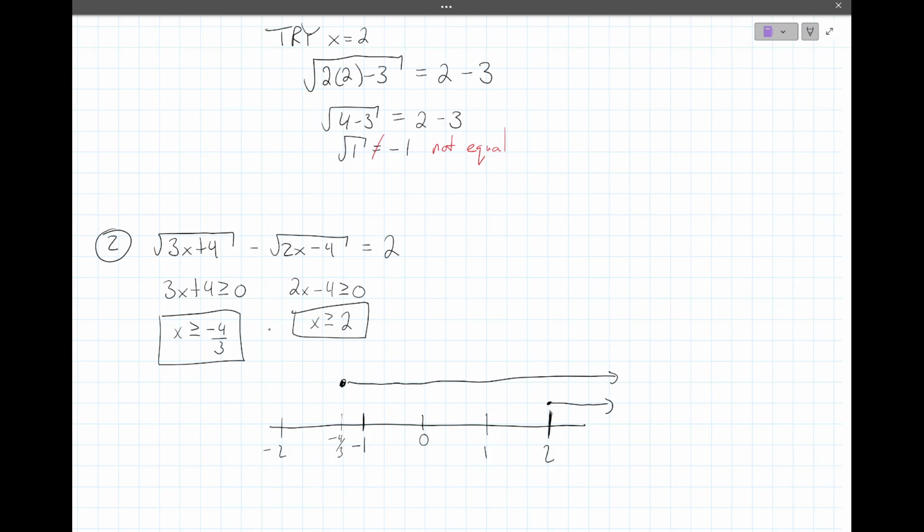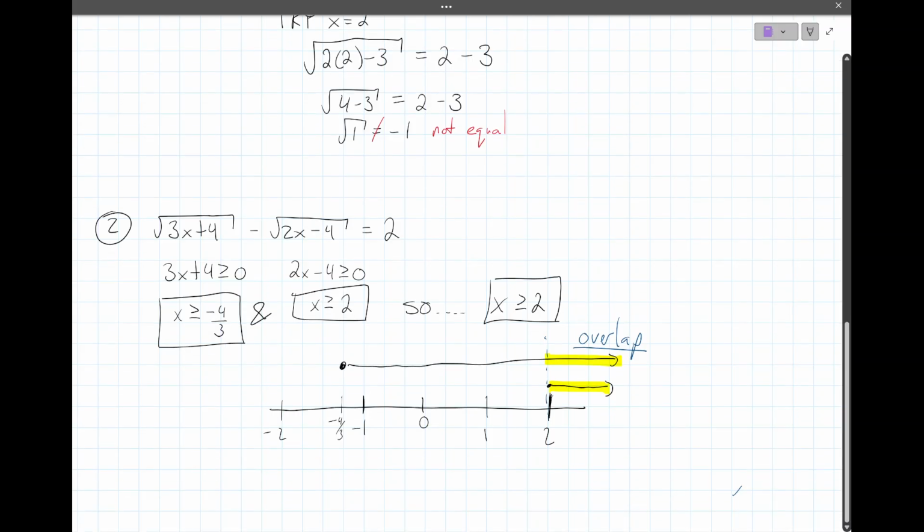Well, this is "and," right? Both conditions need to be true. So the only condition that I need to write is x has to be greater than or equal to 2, because that's the one that guarantees both, right? So I'm looking where there's overlap. This is the overlap portion right here. So from that point onward, there's overlap. We're looking for overlap on our restriction where I'm allowed to use both x values. And that's kind of what was happening in the original question as well too.